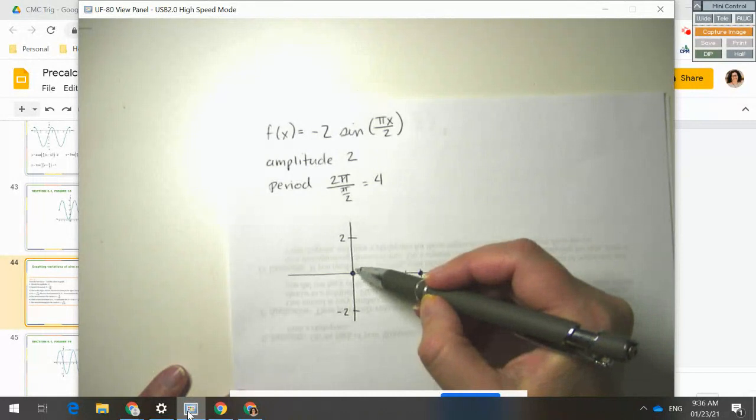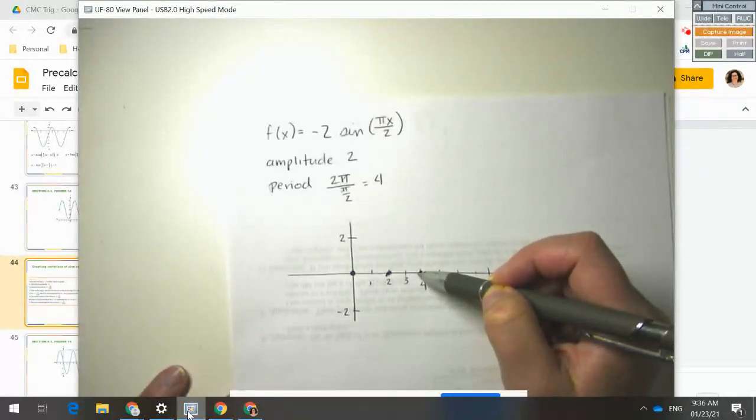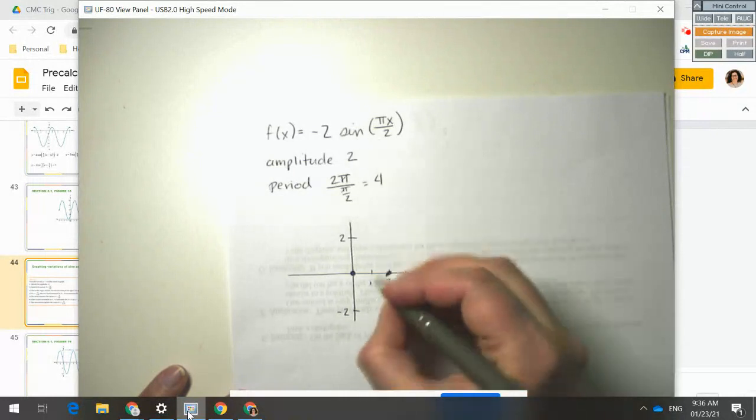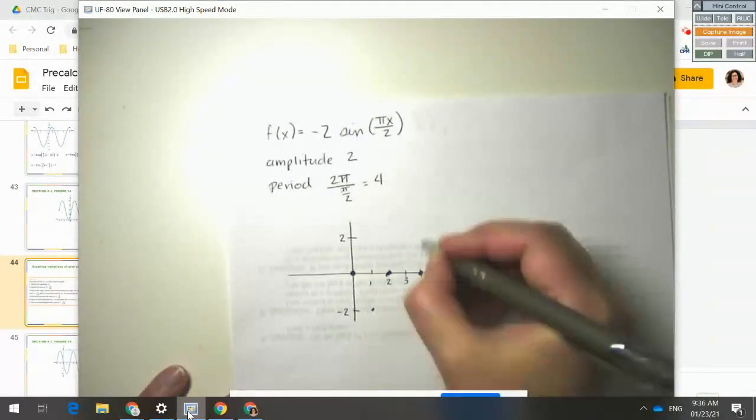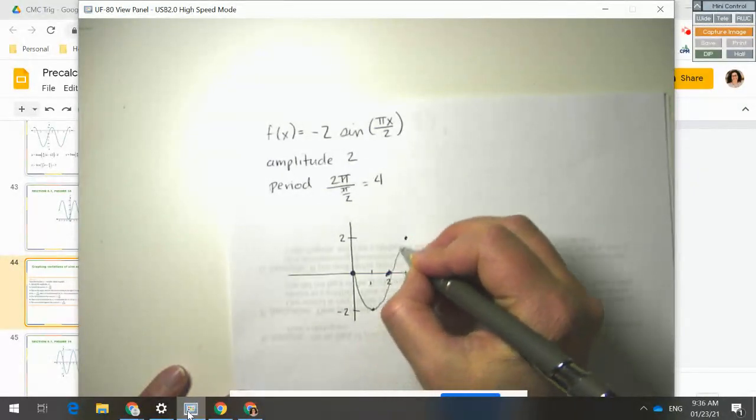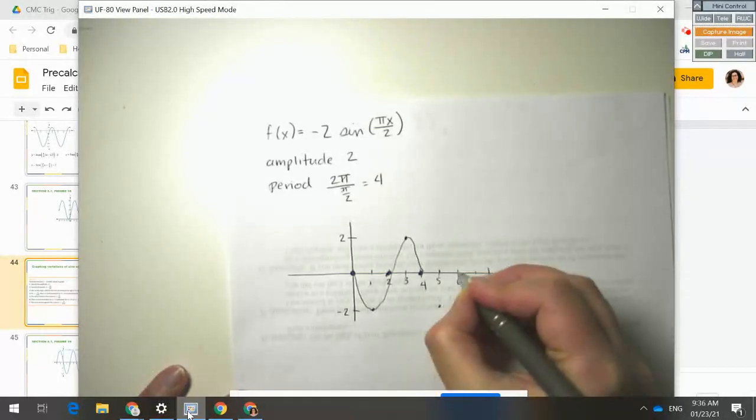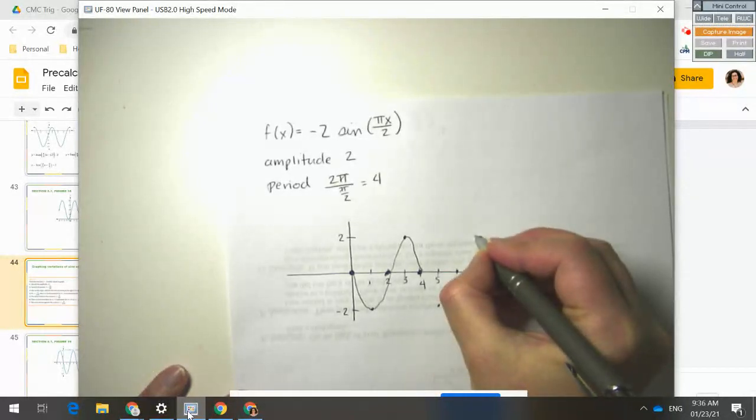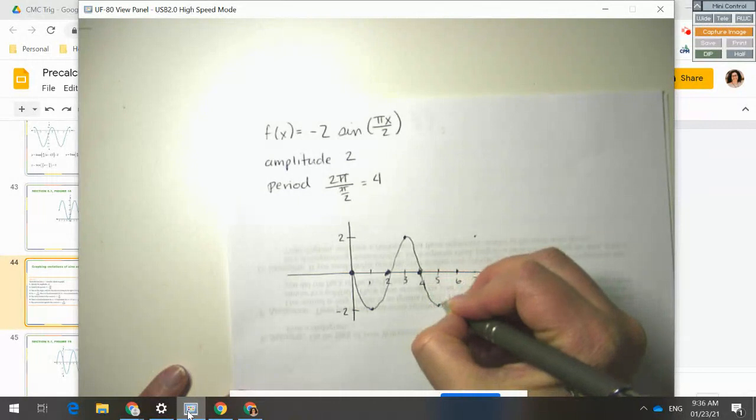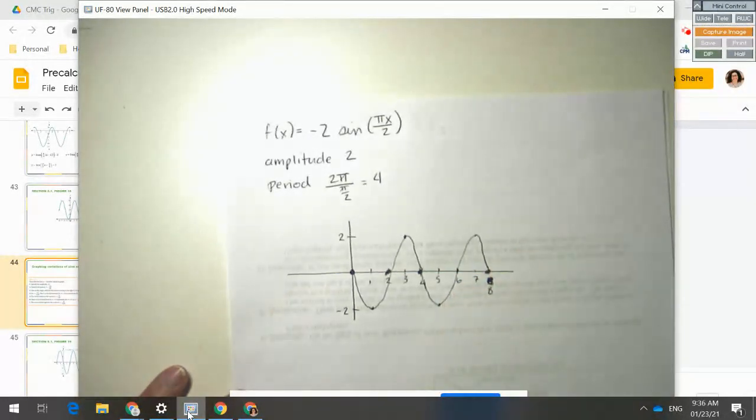So normally we go up and then down and return, right? That would be a sine curve. But we have this reflection. So instead, we're going to go down first and then up. We'll go down to -2 and up to 2 and back to 4. And the second period will look just the same. It will go down, up, and then return at 8.